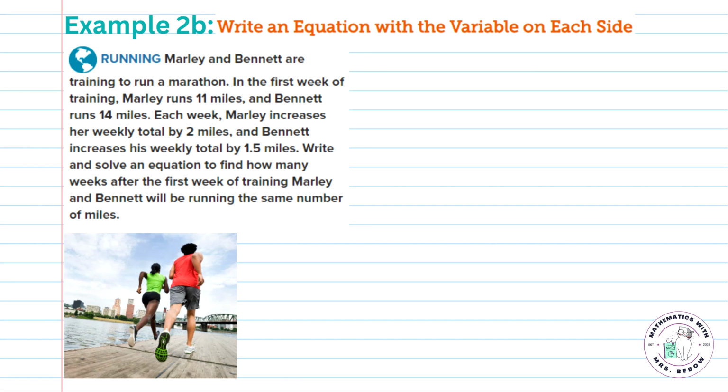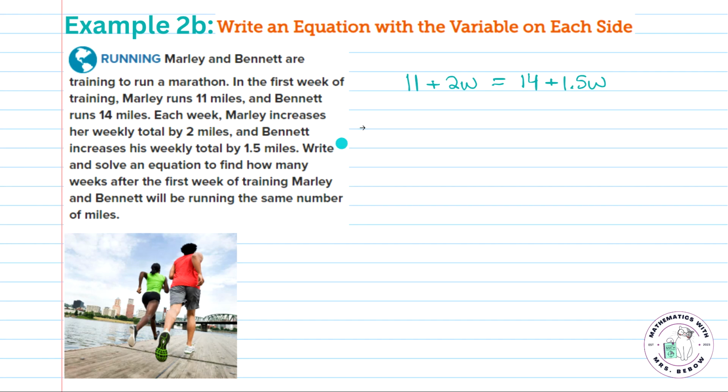So we first have to look at, again, each person's situation. So for Marley in the first week, she has run 11 miles, and then each week after that, she's increasing it by 2. So we're going to put 2W, so it's the 2 extra miles per week. And we're going to set that equal to Bennett's situation where he's run 14 miles and he's increasing his weekly total by 1.5 per week.